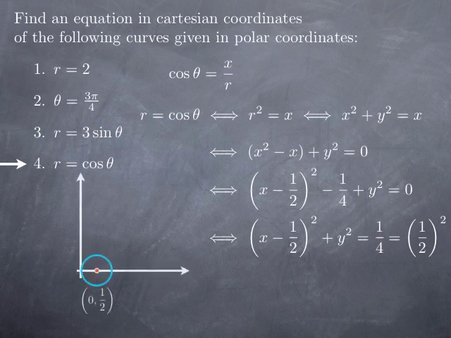So it looks like that. It is centered on the x-axis and tangent to the y-axis. And of course, if r was another constant multiple of cosine, we would do a similar calculation and obtain again a circle centered on the x-axis tangent to the y-axis.